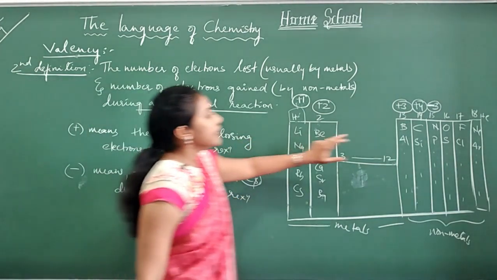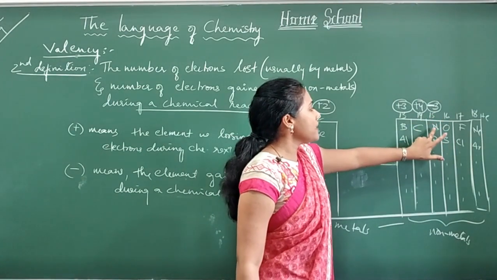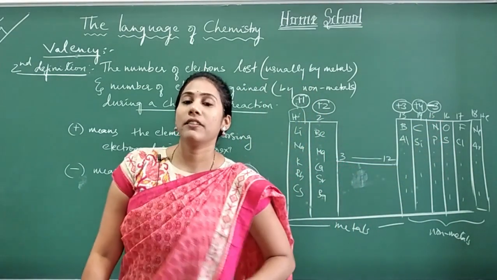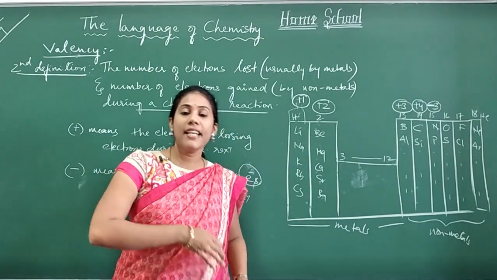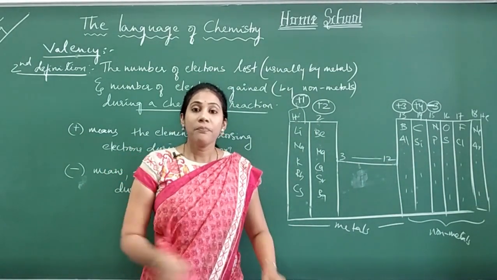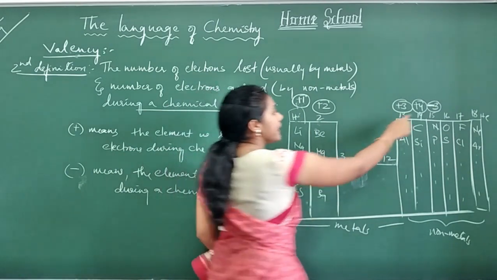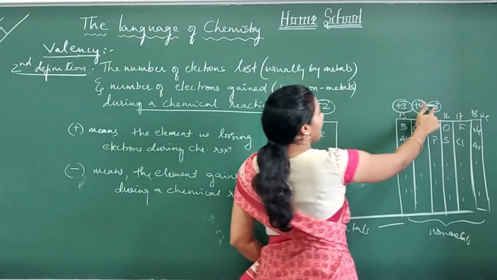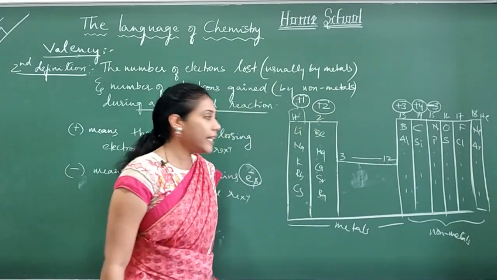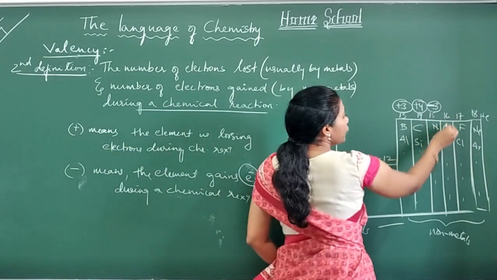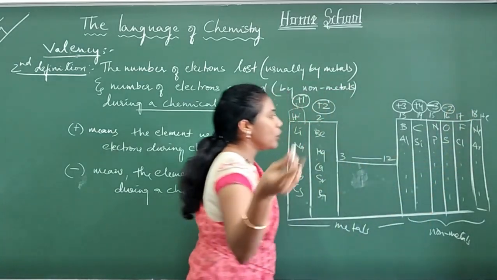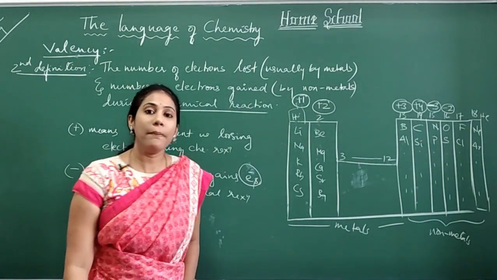So 15th group elements, that means our nitrogen and phosphorus, these guys always gain electrons. They don't lose. They will always gain electrons from others. How many electrons do they gain? They gain 3 electrons. That is why they have a valency minus 3. And coming to the 16th group elements, you know their valency is minus 2. That means they will always gain 2 electrons from others.